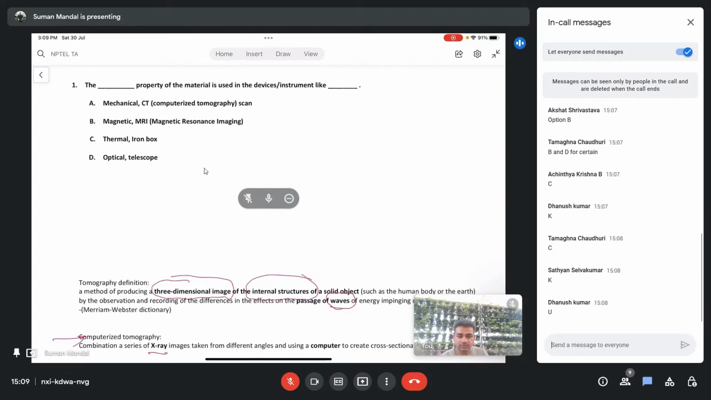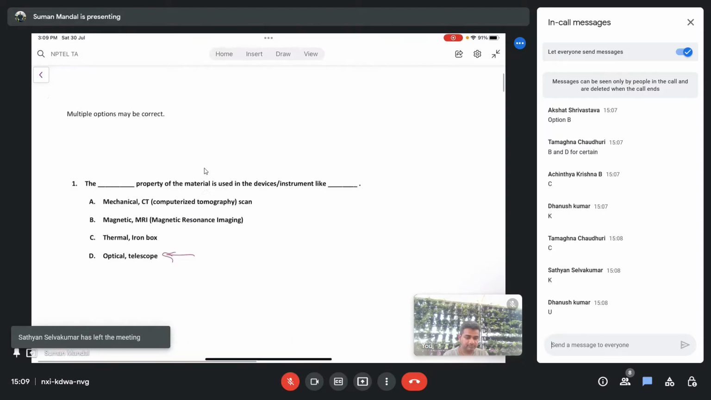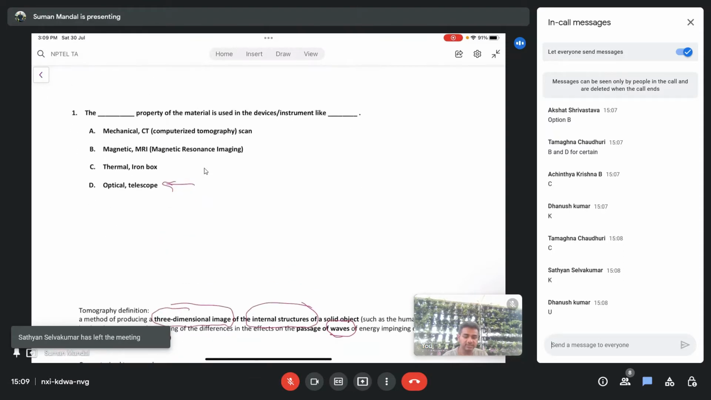Okay. So we know for sure that a telescope is optical, because you have lenses and stuff. So this is correct. Iron box is obviously thermal. You use heat to iron your clothes. A magnetic resonance imaging, MRI scan. This M stands for magnetic. So for sure we use the property of magnetism for MRI imaging.